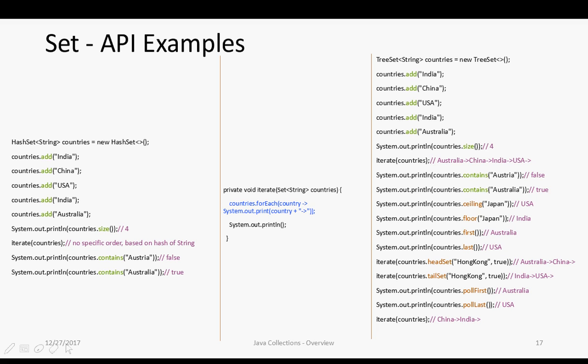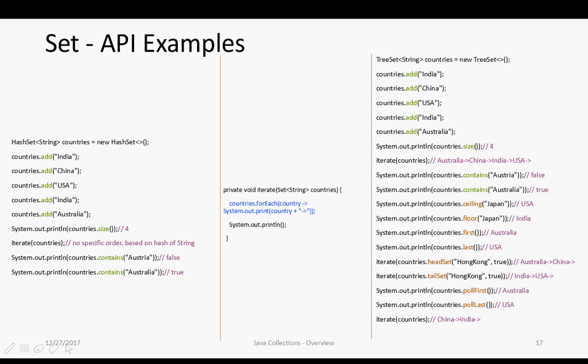I could use ceiling, which is nothing but an entry which is going to be equal to or greater than Japan. So Japan, if it was there over here, this is the place where it would be. The entry that is next to Japan is going to be USA, while the entry which is going to be immediately less than or equal to Japan is going to be India. Since Japan is not there, we are not going to say Japan is going to be the output. The first element is Australia, the last element is going to be USA.